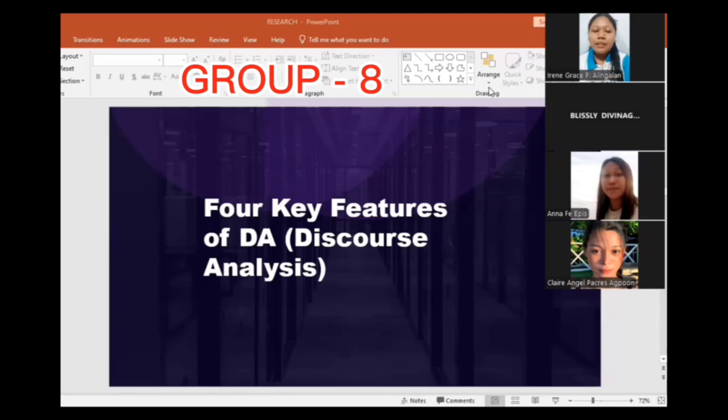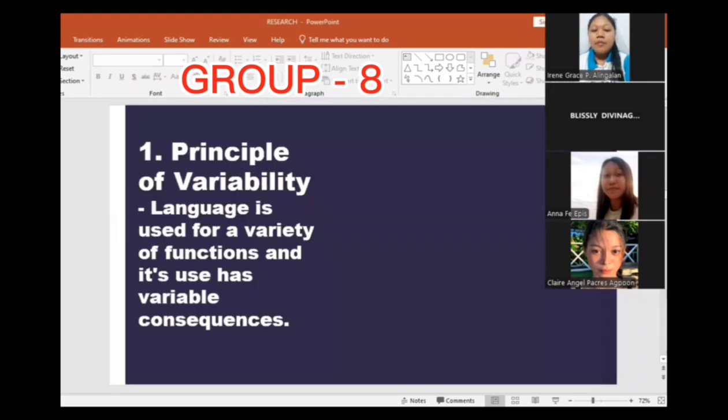My name is Irene Grace Alingalan, and at this moment, I'm going to discuss the four key features of discourse analysis or DA. Since this is a continuation of what Ms. Anna has discussed, I hope that everyone is familiar with what discourse analysis is, and expect that these key features are still related to language or linguistics. Okay, so we have four key features.